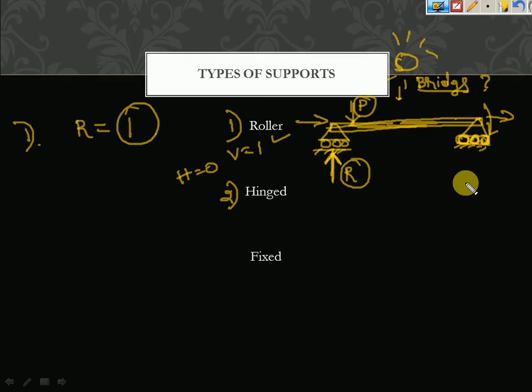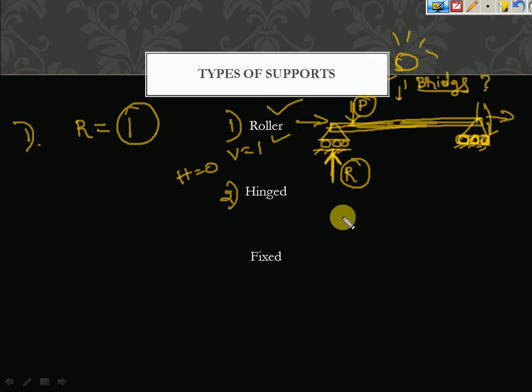In case they have been given a fixed support here, what happens? The expansion is resisted by the fixed support and it gets cracked. So that is the reason they have been given roller support, which helps in the expansion while the concrete is getting expanded. So I think you are clear with the roller support.